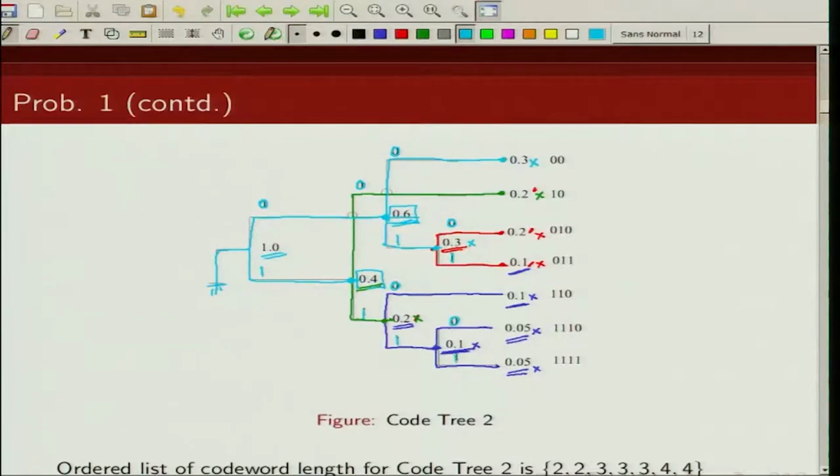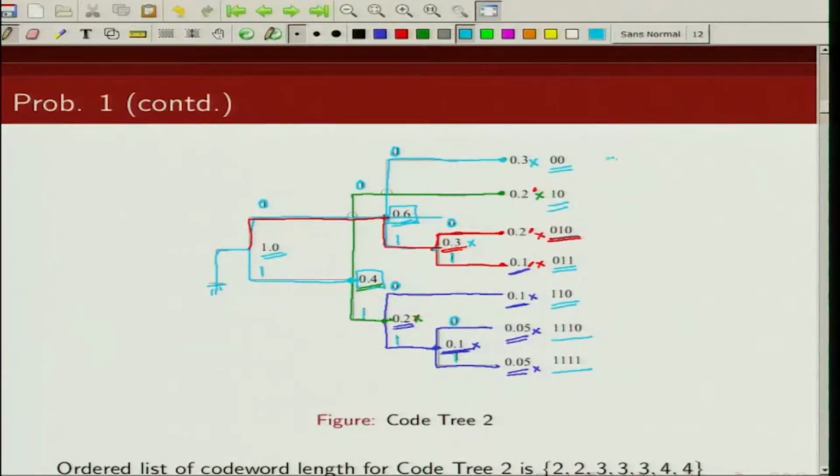If we do that, we get the code word for this particular symbol as 00, for this one 10, this one 010. Again you can check. For example, this is 0, then this is 1, and this is 0. That's why you're getting 010. The code word for this is similarly 011, this one 110, this is 1110, and this is 1111.